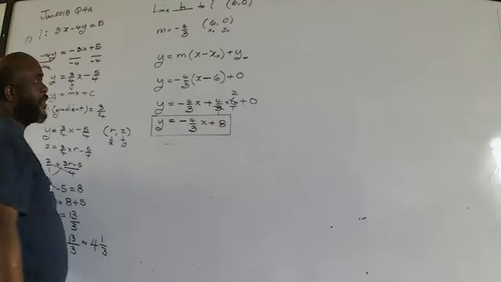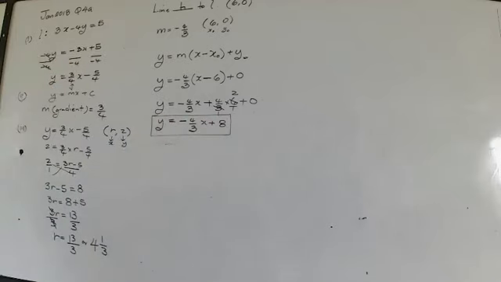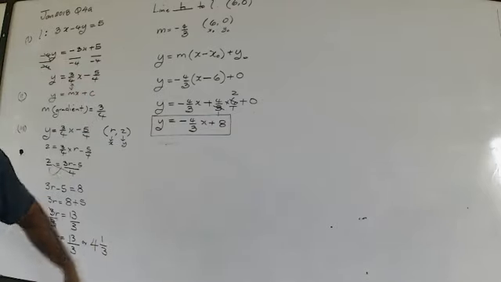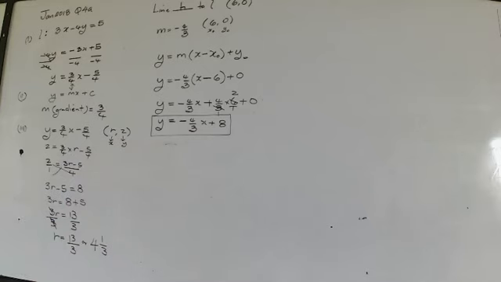This is the equation of the line that is perpendicular to L and passes through the point 6, 0.